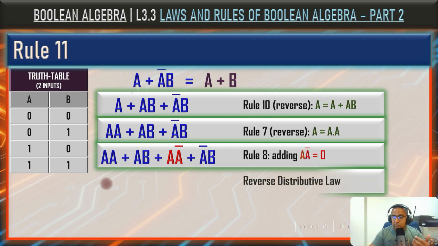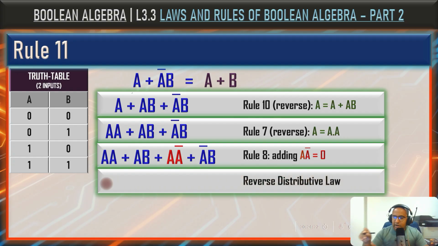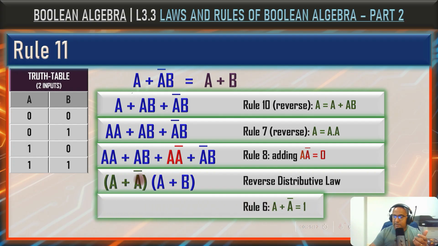Now, we can apply the reverse distributive law to the entire expression, obtaining this new expression, okay? At this point, observe that inside the first parenthesis, we have a variable added to its complement. This allows us to apply rule 6, which states that any variable added to its complement always results in 1.